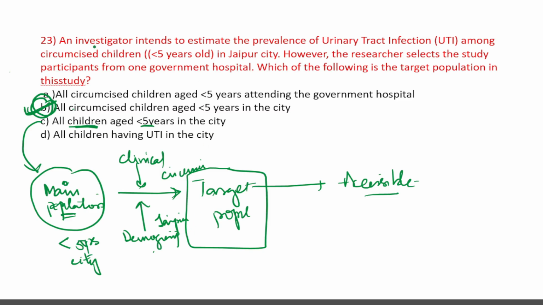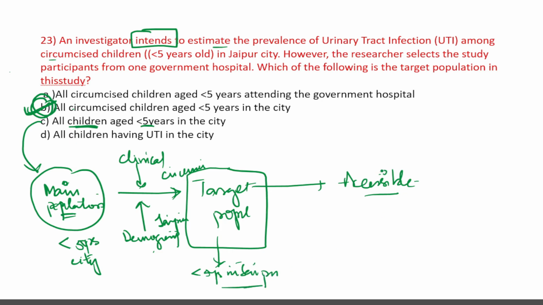See, the first sentence of the question itself says that the investigator is intending to estimate the prevalence of UTI among circumcised children less than 5 years in Jaipur city. So in the question itself, he gave the answer that the intention was to target circumcised children less than 5 years of age in Jaipur. So this was the answer for our question.